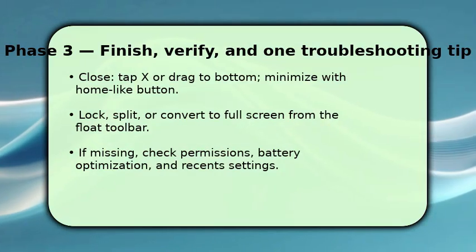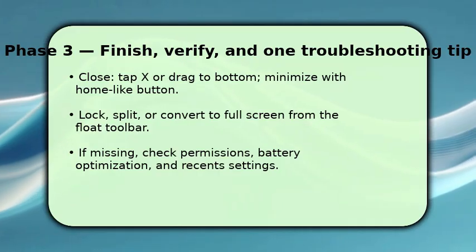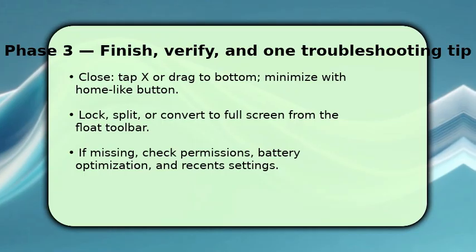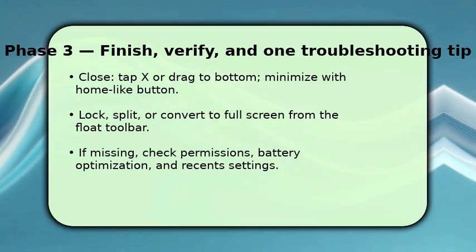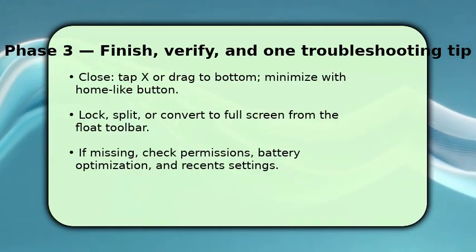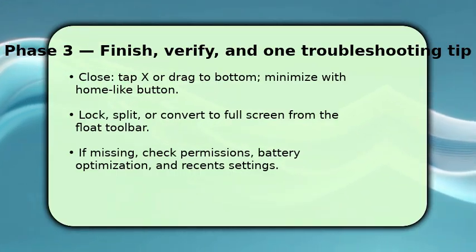Finish by mastering controls and a key troubleshooting tip. To close a float, tap the X or drag it to the bottom. To minimize, use the small home-like button on the overlay. From the float toolbar, you can lock its size, split the screen, or convert it to full screen for deeper work.